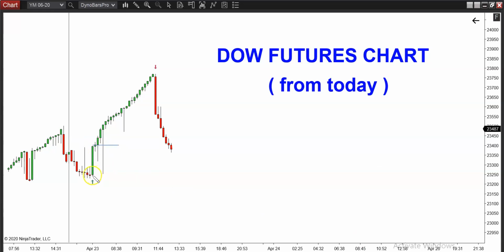Draw the highs, draw the lows, wait for a nice deep retracement. It happened 2 times, once over here and again over here. And you can see this thing did nothing but go straight up like a rocket ship, right?